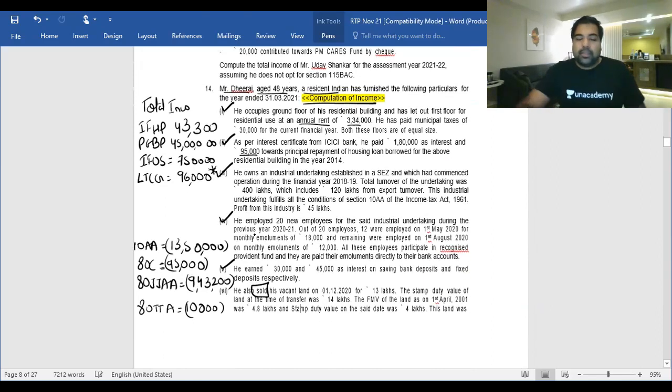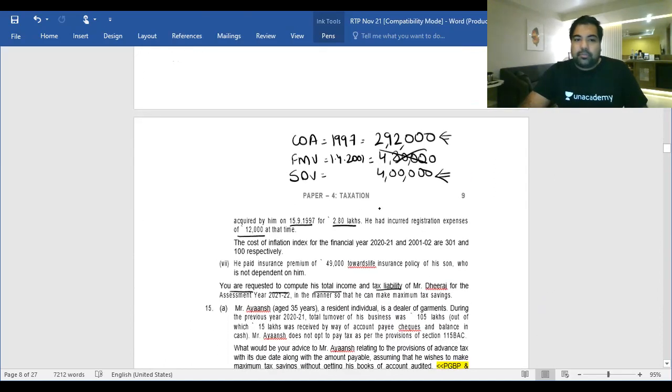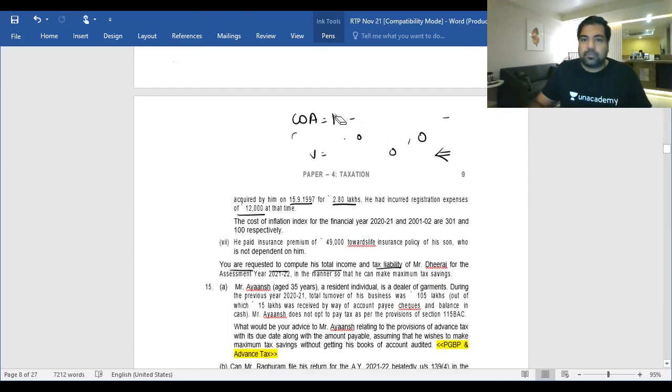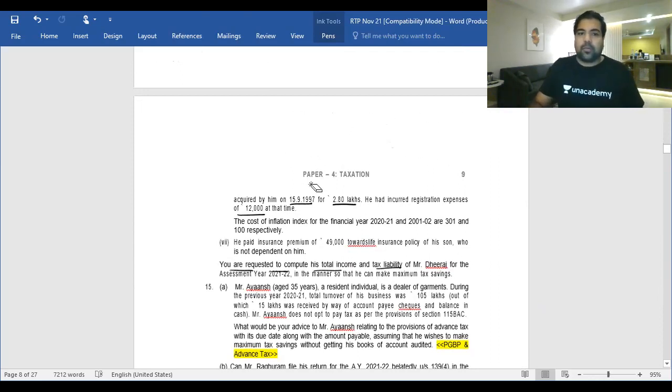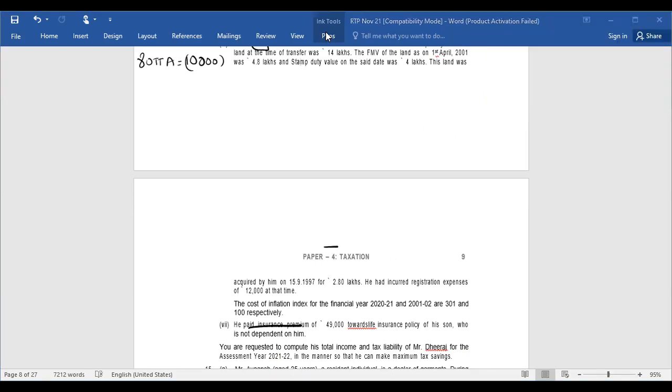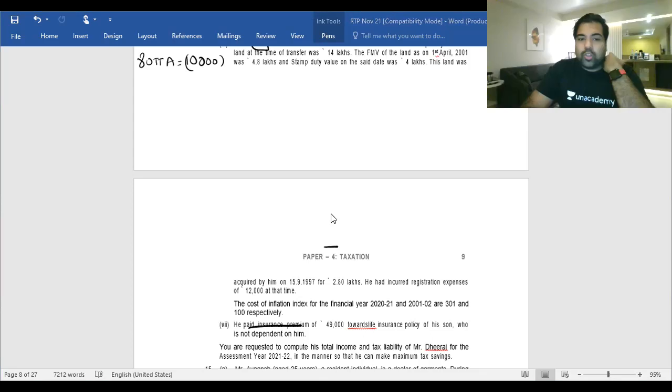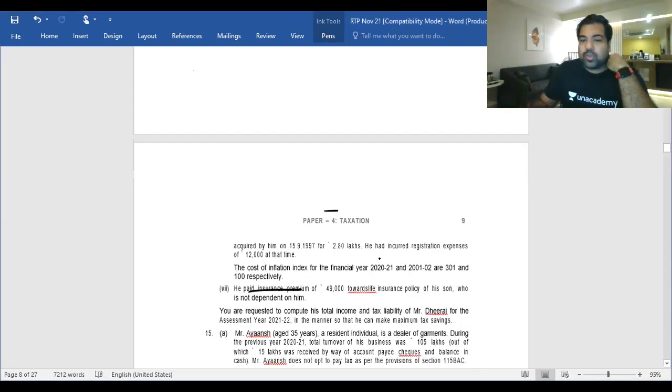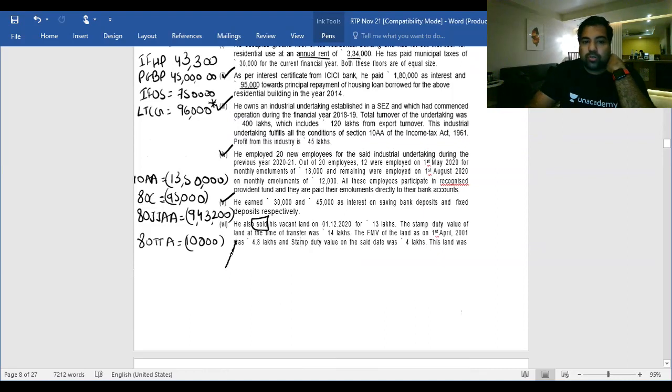Perfect. Any other income, guys? Let's check any other income. He also paid insurance premium of 49,000 towards life insurance policy for his son who is not dependent on him. That's perfectly okay. This you get a deduction under 80C. So deductions are ready. Let's calculate, guys.